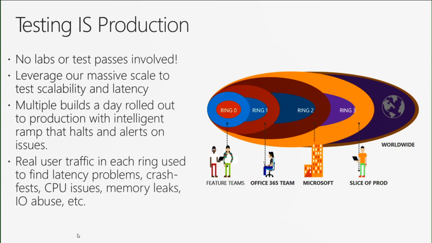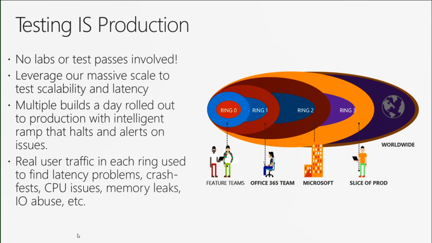And then the more important piece, I think, was our lab testing was finding issues that weren't in production. They were finding issues with the lab or with the simulation tools, but more importantly, they weren't finding the ones we did hit in production. So we changed our strategy, and instead of doing that, we're leveraging our massive scale to actually do our testing with our users.